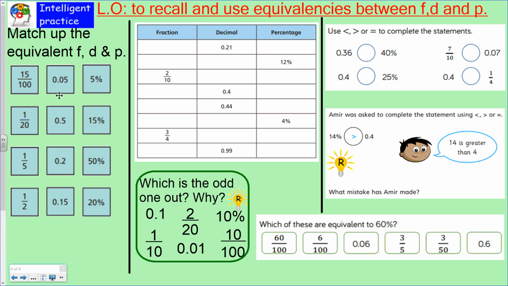Hi Year 6, this is your intelligent practice and dive deeper video to help you when you are finding equivalents between fractions, decimals and percentages. So I'm just going to talk through it very quickly.